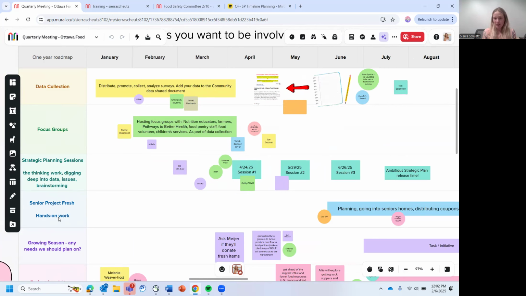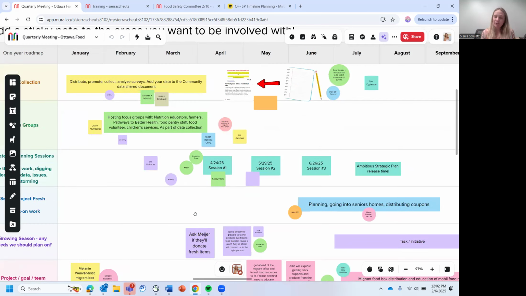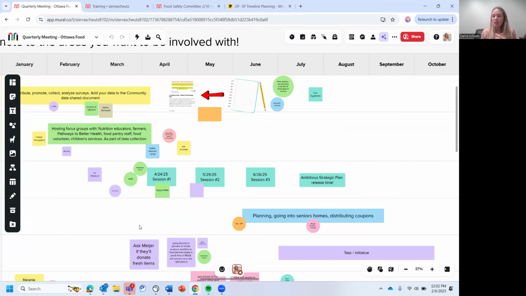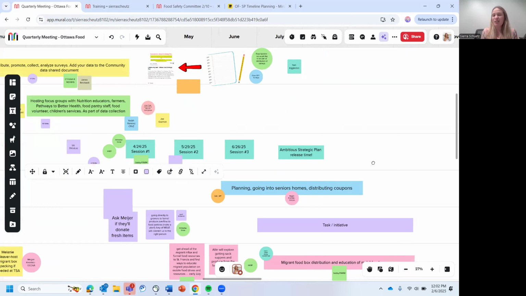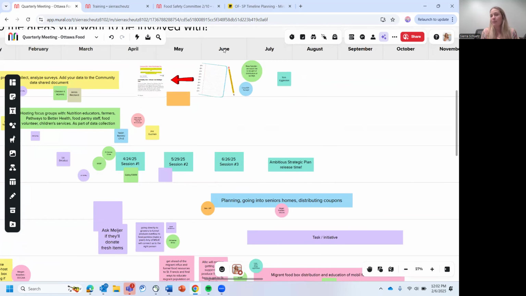Ottawa Food is doing that program again. We're actively planning it right now, but we're waiting for some news to trickle down from the state before we can keep planning. So there's not much you have to do with that information, but just know that Ottawa Food is doing Senior Project Fresh, and that's really in the summer. That's a big push from June to the end of August.